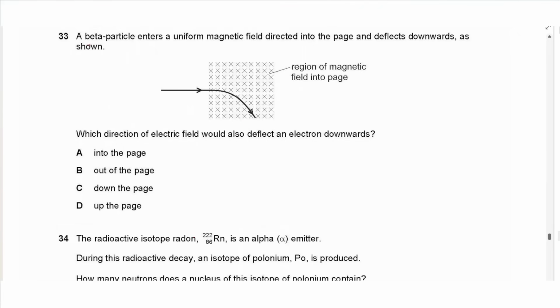Question 33 says, a beta particle enters a uniform magnetic field directed into the page and deflects downwards as shown. Which direction of electric field would also deflect an electron downwards? So if we need to create an electric field, we need two oppositely charged flat plates. And downwards means we need to place the lower plate with a charge that attracts an electron, so a positive charge at the bottom plate and a negative charge on the top plate. And the electric field is pointed from the positive to the negative charge, so this is up the page, so the answer is D.